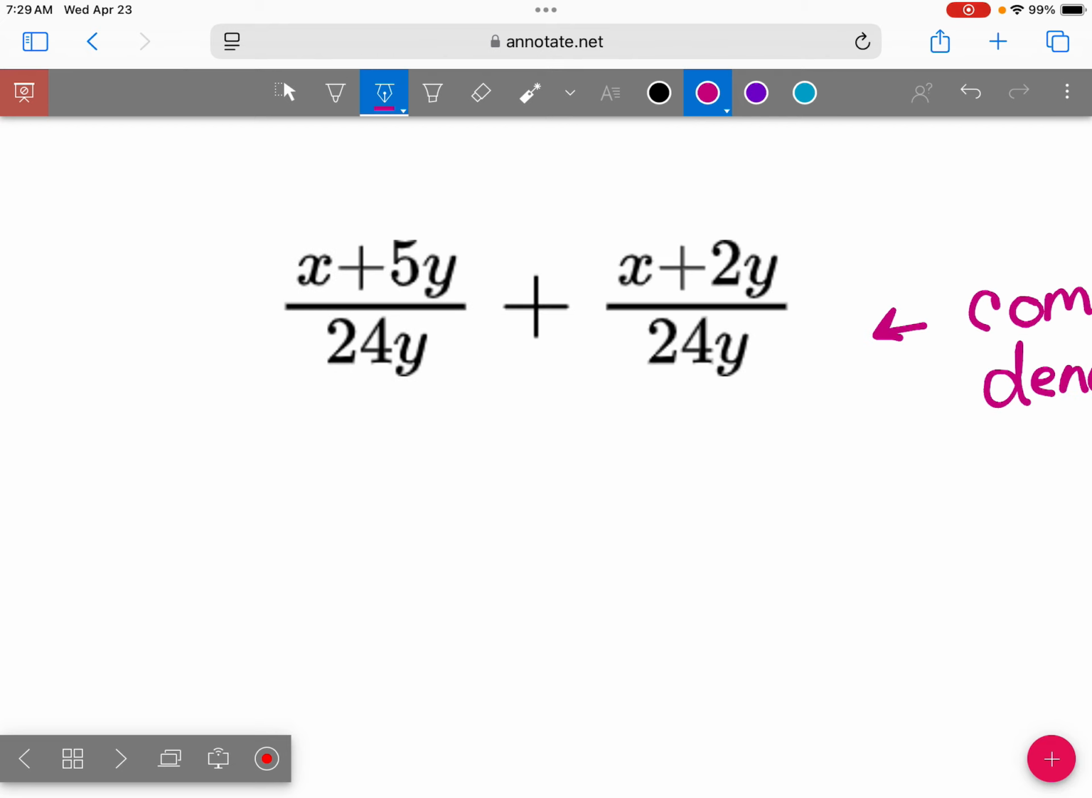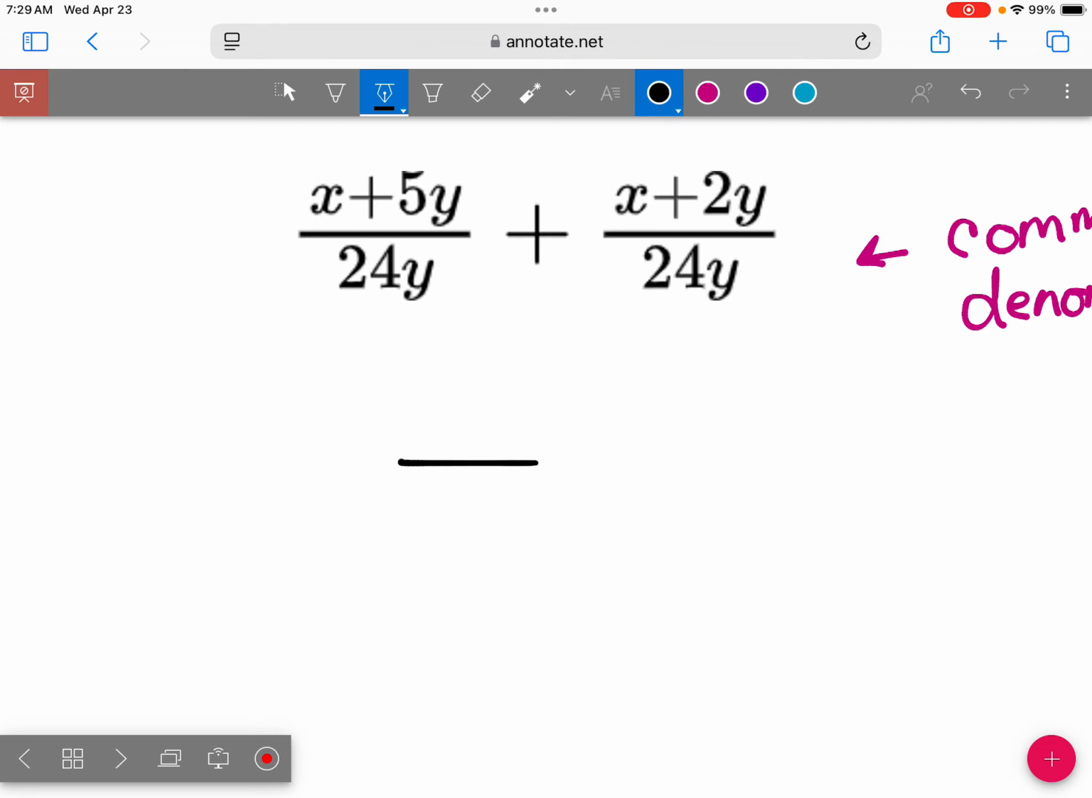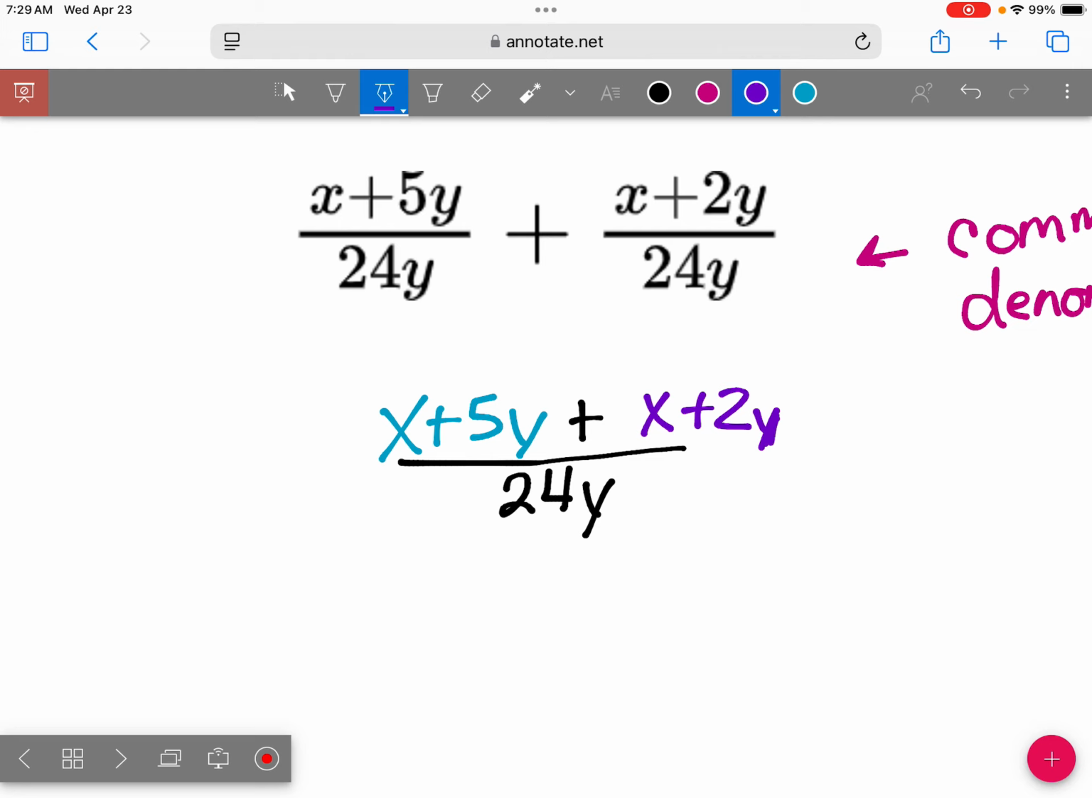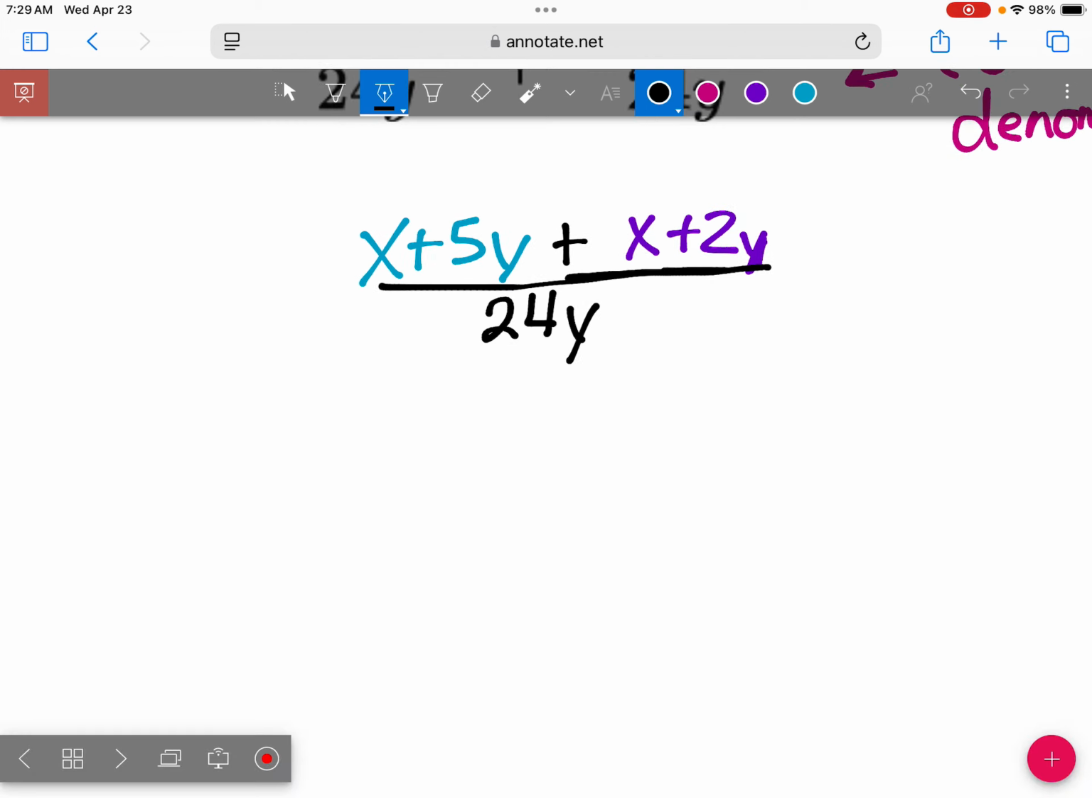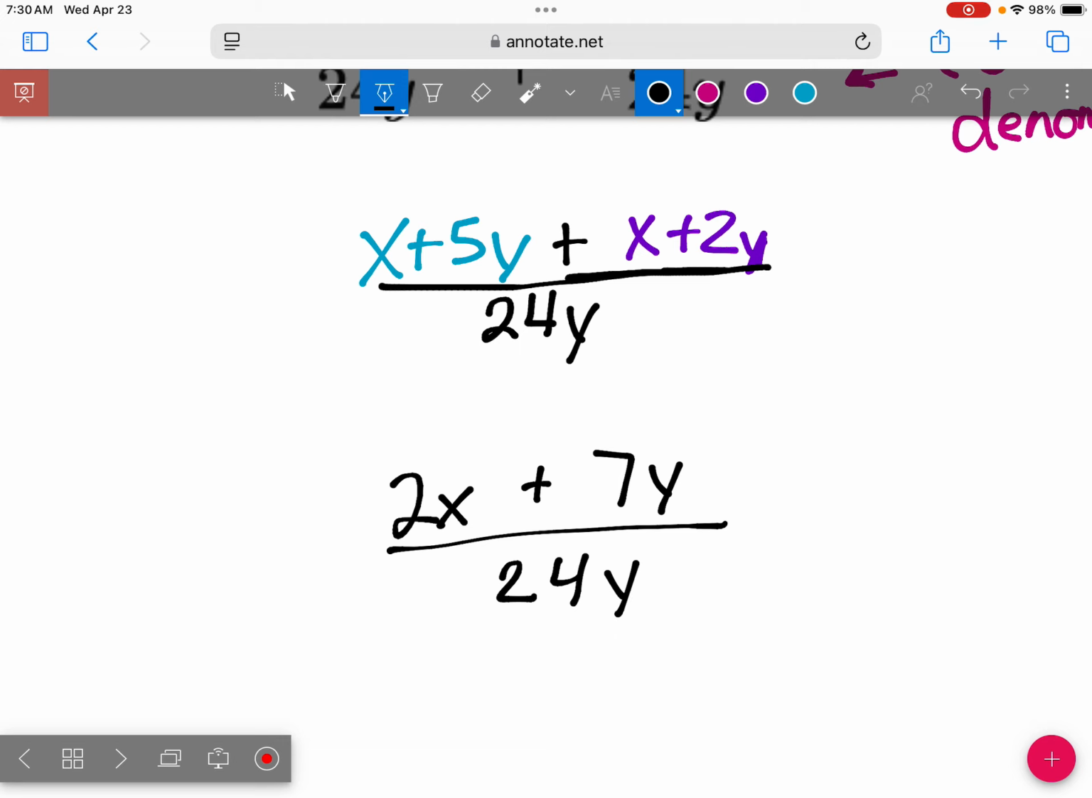Check. So what that means is I can use the fact that they have that same denominator to smush them together. They're going to go over the 24y, and we're going to have our x plus 5y plus our x plus 2y. What do we get when we combine those pieces together? We need to combine our like terms. 2 x's. Yep, that's 2x. And 7 y's over 24y.